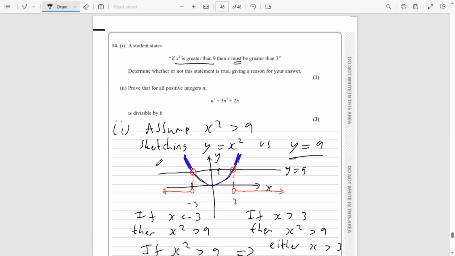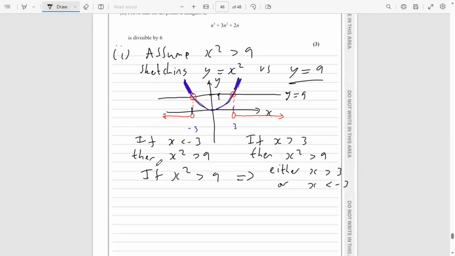Now, let's go back to the statement. So the student says, if x squared is greater than 9, then x must be greater than 3. Is that true? No, it's not true, because we just said down here, didn't we? If x squared is greater than 9, either x is greater than 3, so this part here, or x is less than -3, so this part down here. So it's either or. So it's not x must be greater than 3. X could be greater than 3, or it could be less than -3. So therefore, we just want to say the student is incorrect.